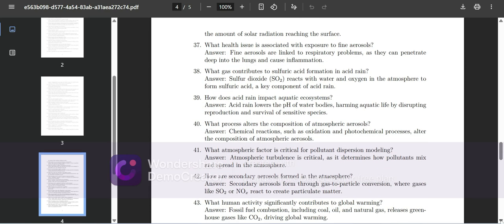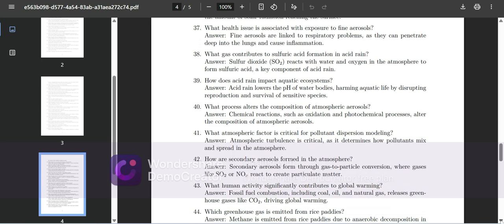What health issues are associated with exposure to fine aerosols? Fine aerosols are linked to respiratory problems as they can penetrate deep into the lungs and cause inflammation.